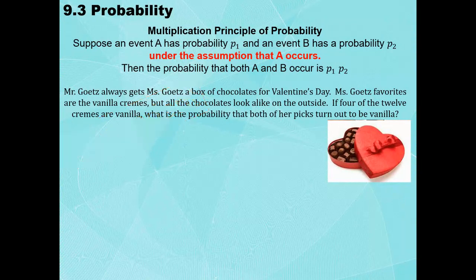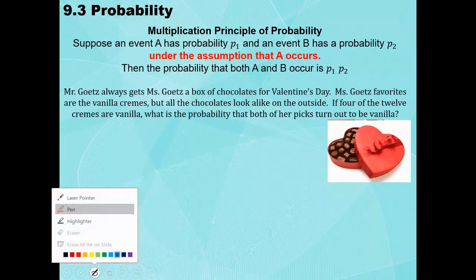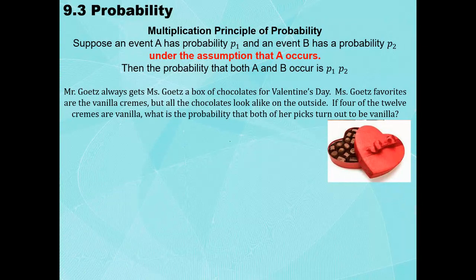This is dependent. Why? Well, after she picks one, the chances of her next pick are not the same, right? Her picking the first one is going to change how many options she has to pick from, right? And therefore it's dependent.